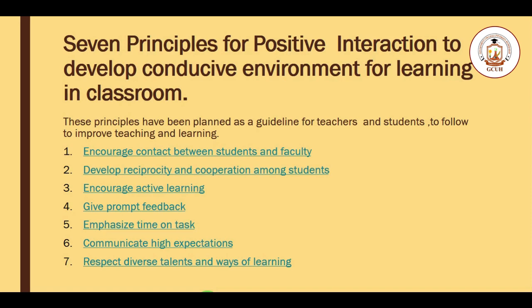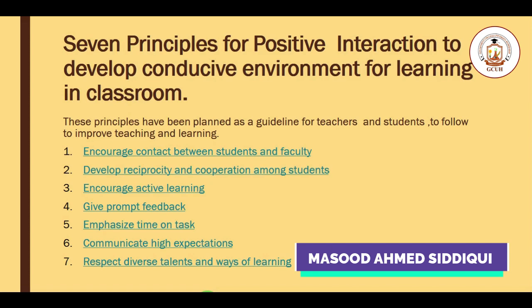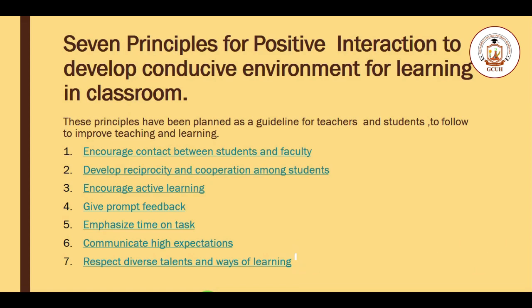Now there are 7 principles. Principle number 1, encourage contact between students and faculty. Principle number 2, develop reciprocity and cooperation among students. Principle number 3, encourage active learning. Number 4, give prompt feedback. Principle number 5, emphasize time on task. Principle number 6, communicate high expectations. Principle number 7, respect diverse talents and ways of learning. Now we are going to discuss all these 7 principles one by one in detail.